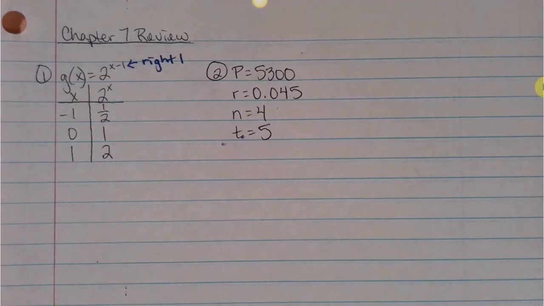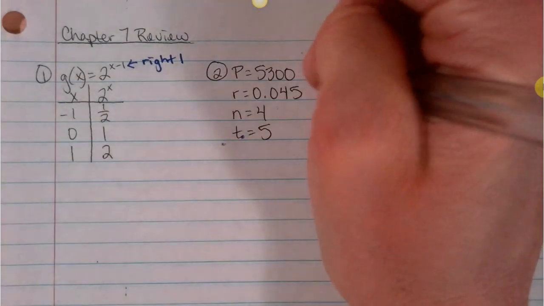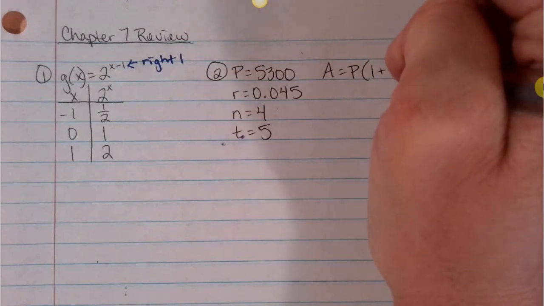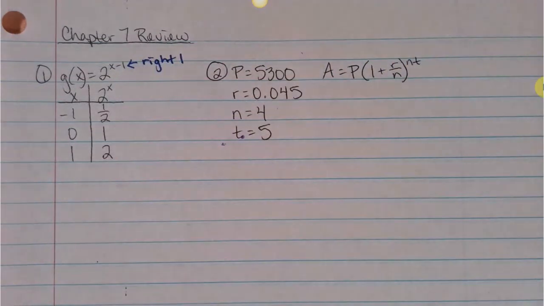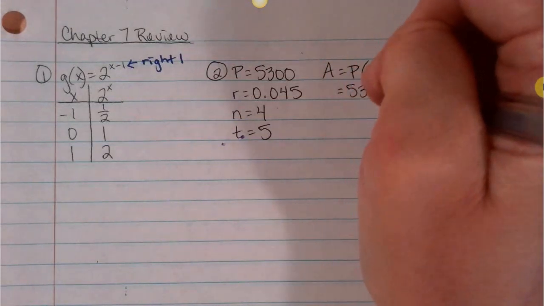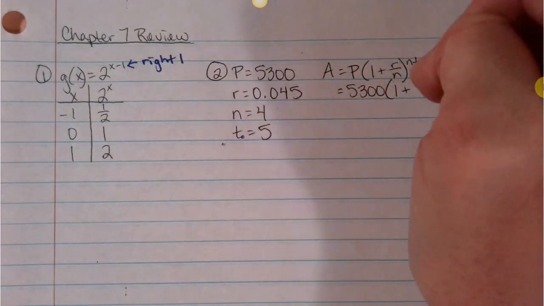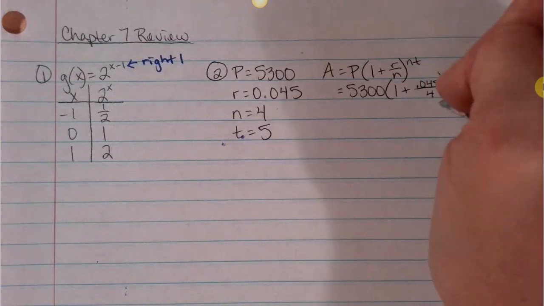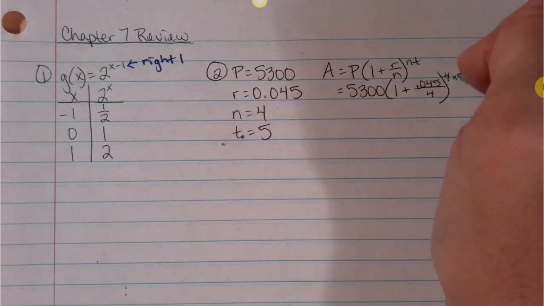So then we're going to take all of that information and plug it into our compound interest formula. A equals P times (1 plus r over n) to the nt. So that's going to look like 5,300 times (1 plus 0.045 divided by 4) to the 4 times 5.